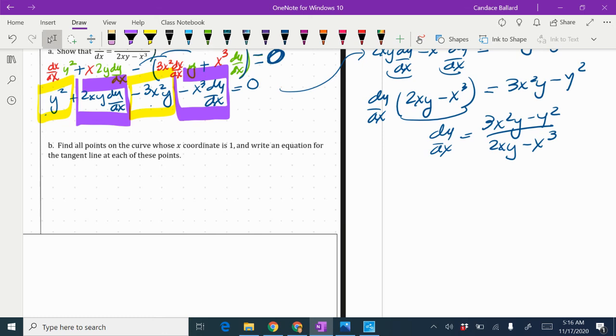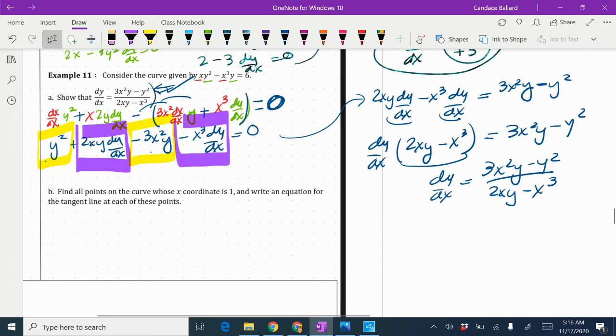In part B, we are supposed to find all points on the curve whose x coordinate is equal to 1, and write an equation for the tangent line to these points. So two things that I need for an equation of a tangent line would be a point and a slope. Well, I can get the slope from the dy dx, but I need a point and I need the y value. So I'm going to use this original equation and use that to solve for the y value.